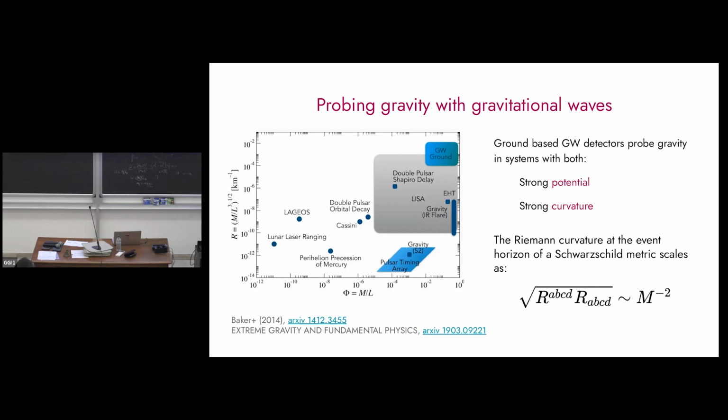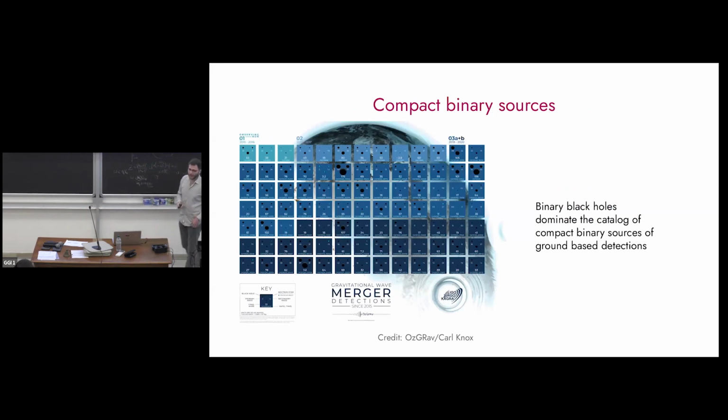And the reason why the ground-based are more powerful than space-based in this respect is because the curvature scales as inverse powers of the mass. So of course, if you have a stellar mass black hole, you probe higher curvature than a supermassive black hole. And the same for other compact binaries, including neutron stars and binary black hole neutron stars. If you look at the catalog, this is a nice periodic table of the gravitational wave detections so far. The quasi-totality of them are binary black holes.